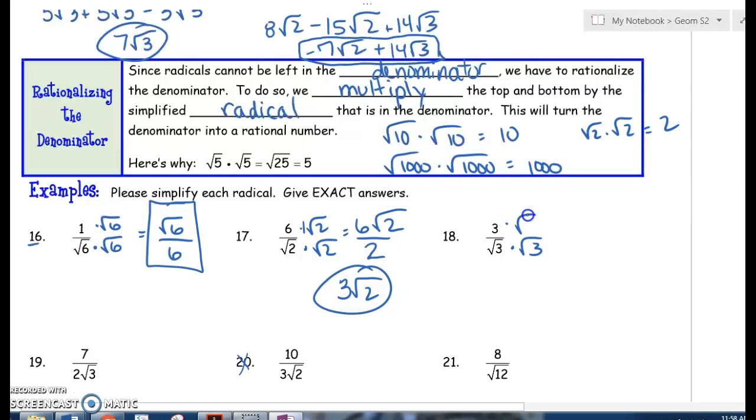For the next one, 18, you can multiply the top and bottom by square root of 3. Again, the 3 is under a radical and the other 3 is not, so you can't combine them to make 9, but you can have 3 root 3, and on the bottom, square root of 3 times square root of 3 is 3. Now the 3 on the top and the 3 on the bottom can be reduced. 3 divided by 3 is 1, root 3.